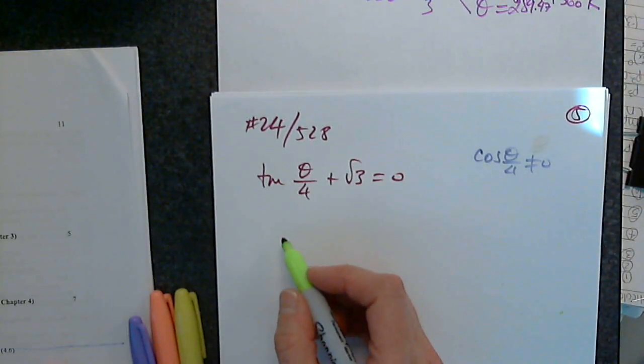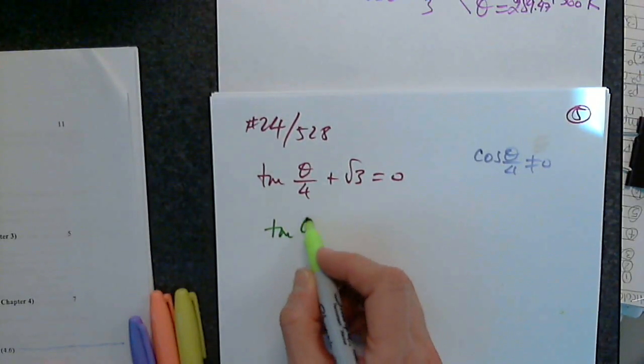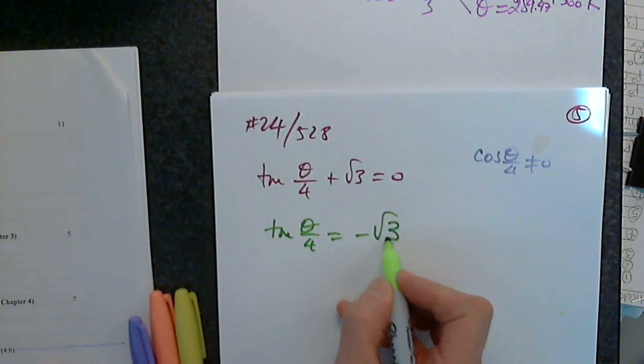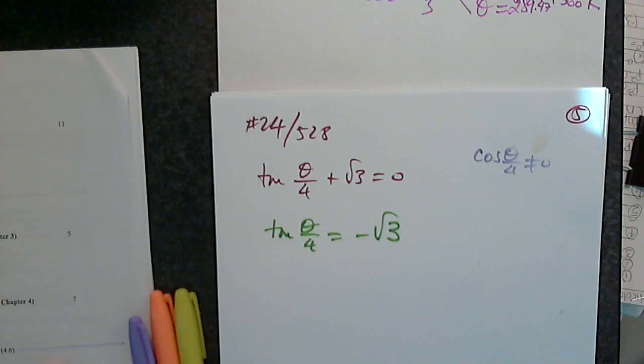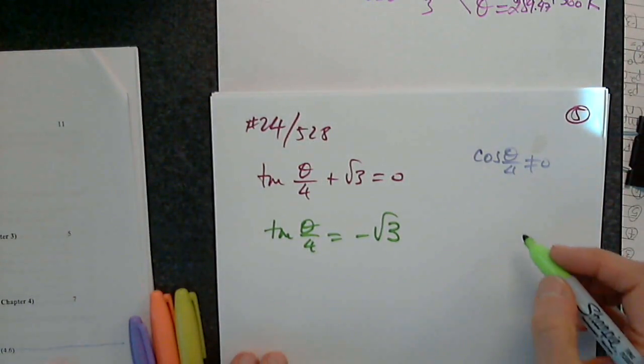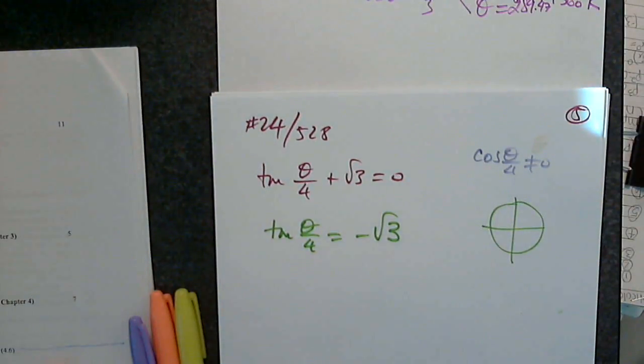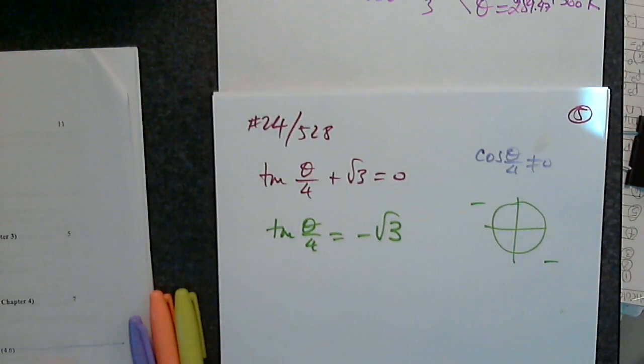I'm going to write tangent of theta over 4 equals negative the square root of 3. Then I'm going to ask myself, where is tangent negative? And the answer would be second and fourth. Awesome. Very good.